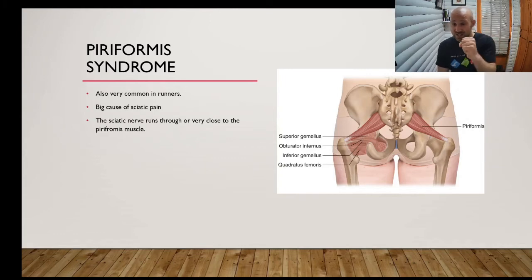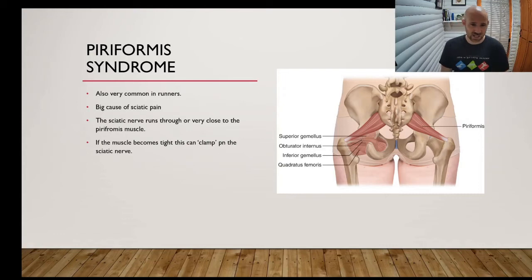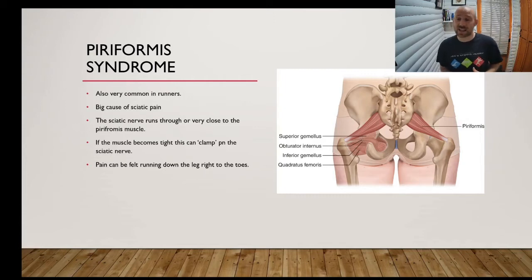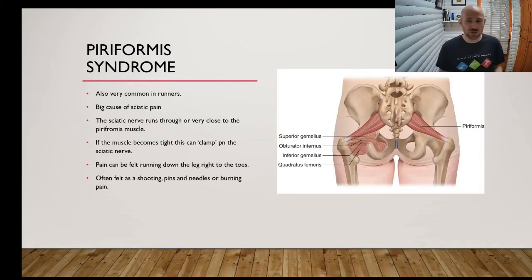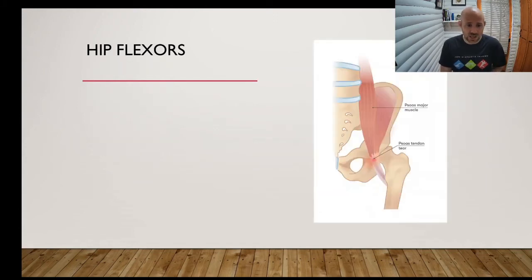So if it tightens, it can clamp on that sciatic nerve. And if the muscle becomes tight, it clamps, as I said, and pain can be felt running right the way down the leg. So again, if you've got sciatic pain, if you've got pain in the hip and it's running down the legs, it can very much be a problem of this piriformis muscle. And people often describe this as a shooting, burning, tingling, pins and needles type sensation running down their leg, which leads us to thinking that it is a sciatic type problem.